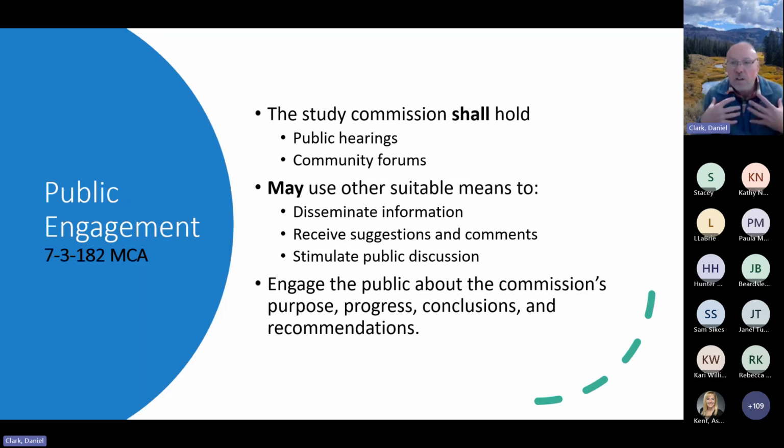So that's really on the shoulders of that study commission, is how do we engage our citizens about the structure of government and the way that government is structured to deliver its services. And is there a better way, in our community, specific to our needs, that we can improve upon that? So the idea of engaging the public about the commission's purpose and progress and conclusions is pretty important. Letting them know this is what we're doing, this is what we're finding out, helping the public and the voters come along with you on this journey of exploration and study and review, and helping them engage in that conversation as you go through that process.